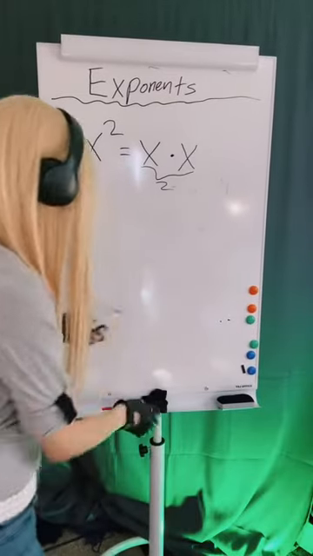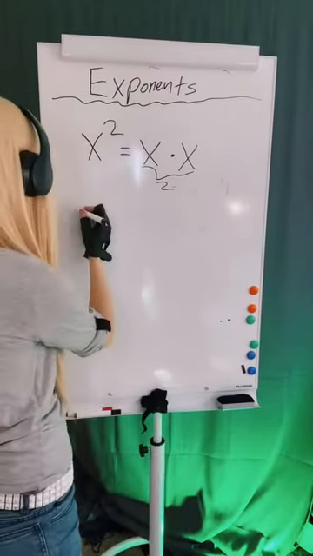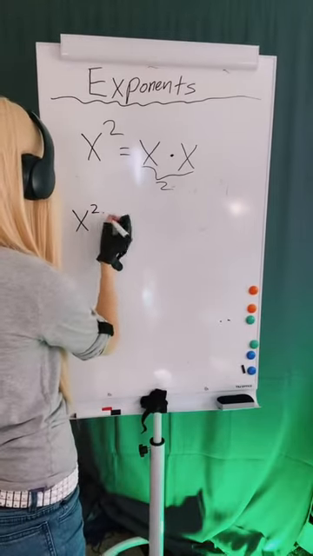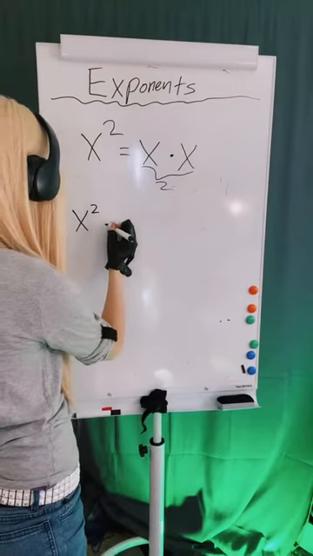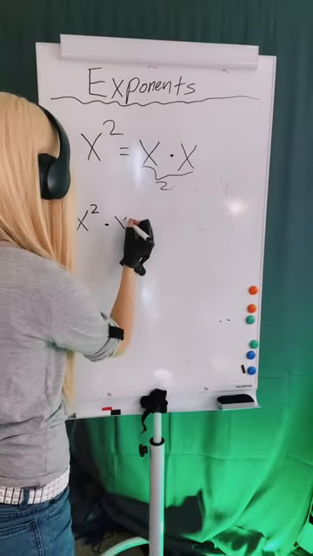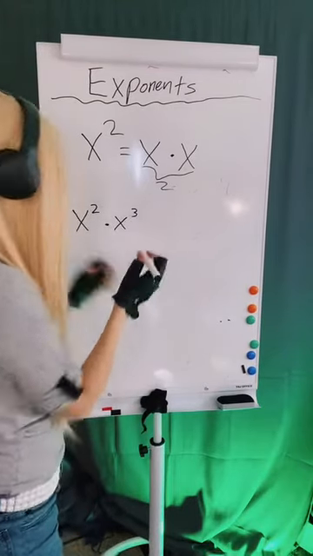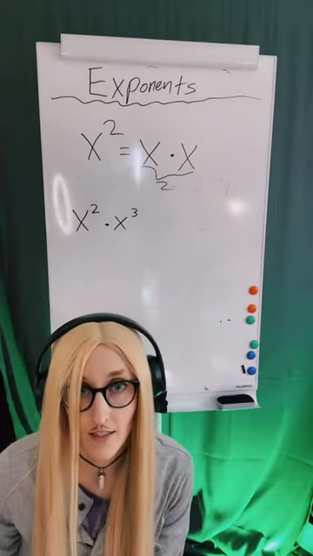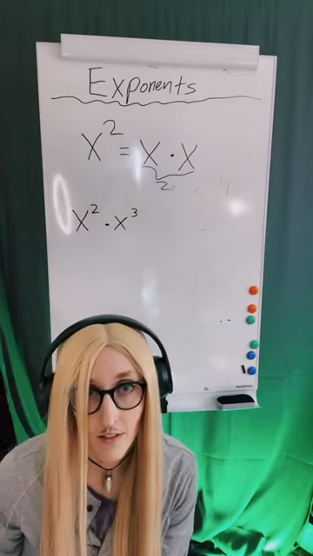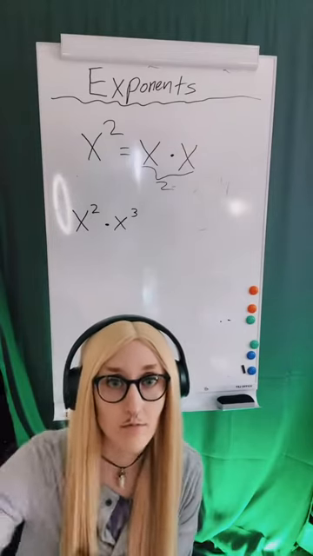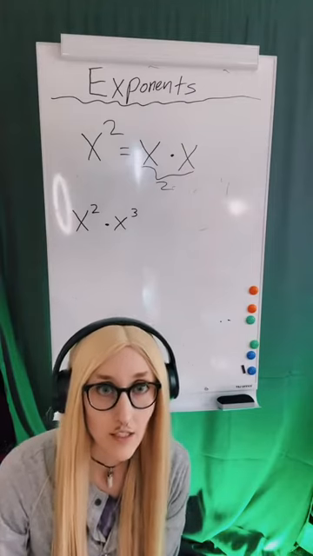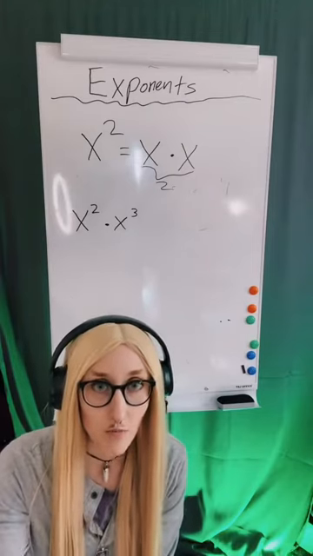All right. Let's say I have x squared times x to the third. Let's say I have something like this. And I want to write it simpler, right? So here's how we would combine these.